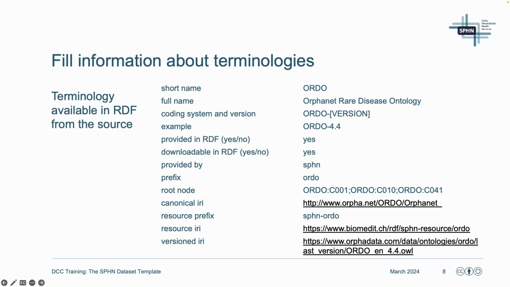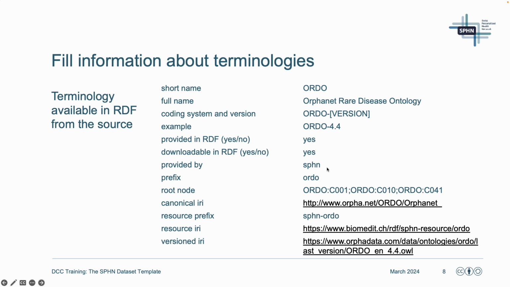In case the terminology is available in RDF from the source, you need to fill the following columns. Provide a short name, the full name, the way it is being versioned, together with an example in the first 4 columns. Then you can state in the column provided in RDF yes, because you do have an RDF file. The downloadable in RDF column should state if the RDF file of the terminology can be downloaded somewhere from the web. The provided by column must state the prefix of who is using the schema in the context of SPHN. So in this example here of Ordo, it is provided by SPHN and used in SPHN. That's why you can see the prefix of SPHN.